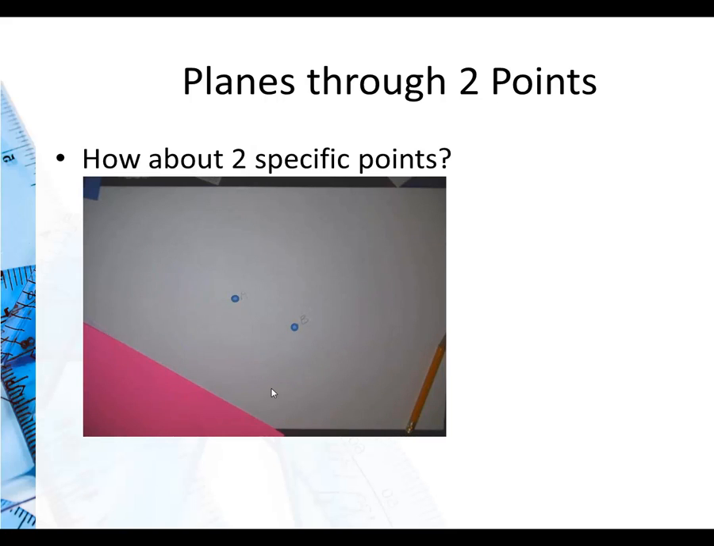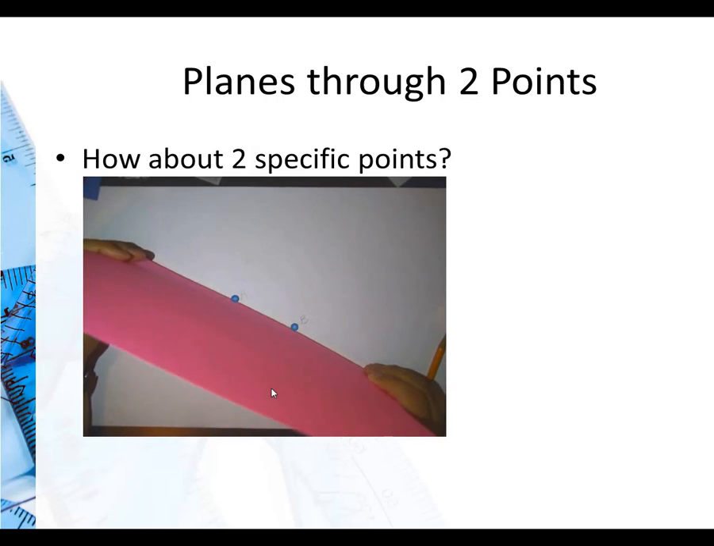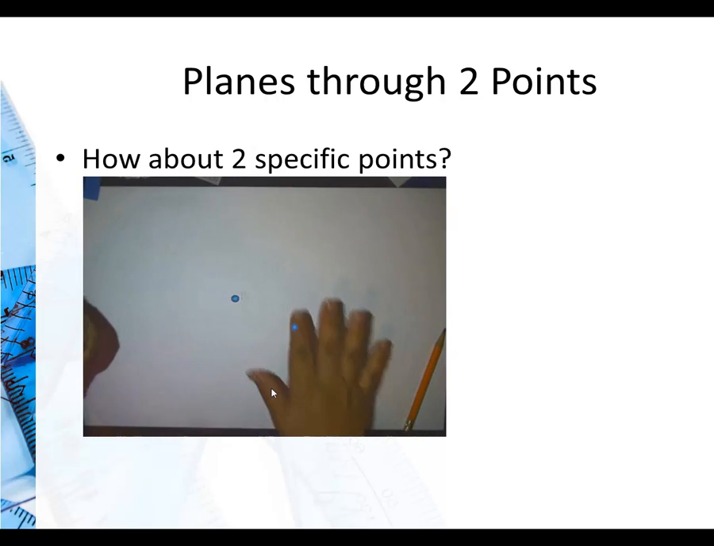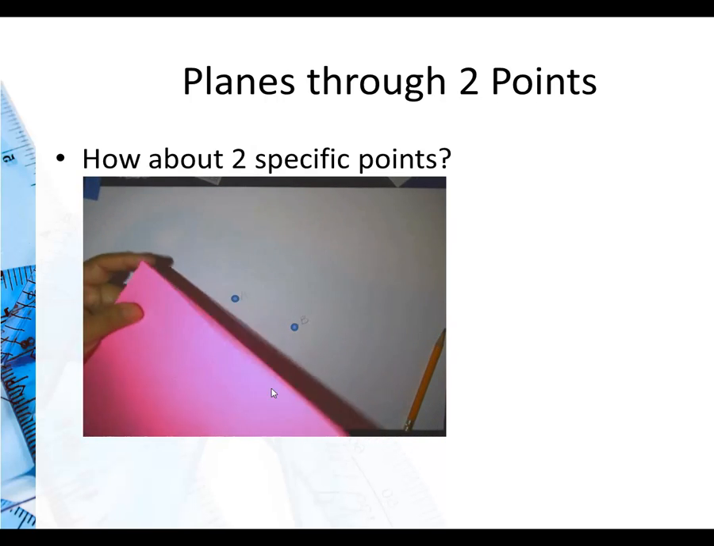Now I added a second point. So how many different planes can I have go through 2 points? Remember, my plane must intersect all of these. So I could have my plane be the flat surface that has both those points. See, they're both in this plane.